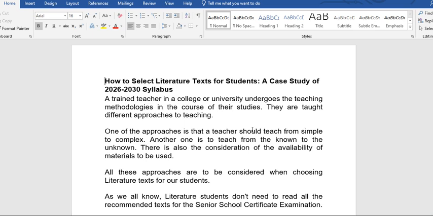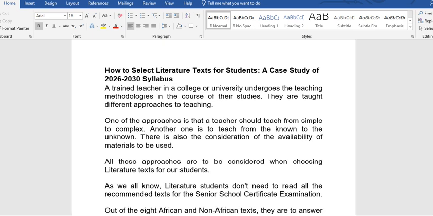Now the title here is How to Select Literature Text for Students, a case study of the 2026 to 2030 syllabus. That is, we are going to make use of the recommended texts in the WAEC 2026 to 2030 syllabus. Now, before we go into the details, we have some preambles to discuss first.